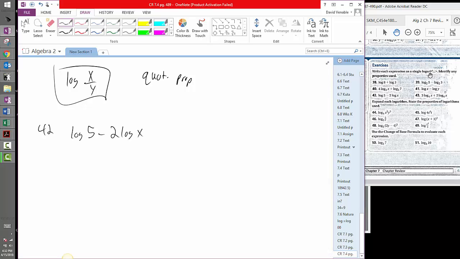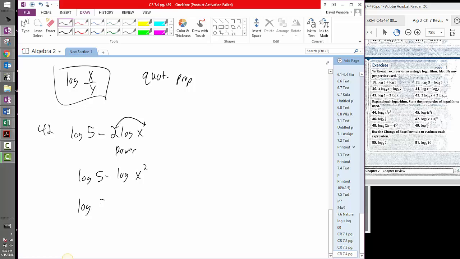Number 42, I have log of 5 minus 2 log of x. Again, my goal is to write this as a single logarithm. I know I can apply the quotient property, like, oh, I see separated subtraction, but before I do that, here's the thing. Again, I'm going to use the power property. You can either put the 2 out in front of the log, or it can go up on top of the x. This is log of x squared. So I have log of 5 minus log of x squared. That's the same thing.